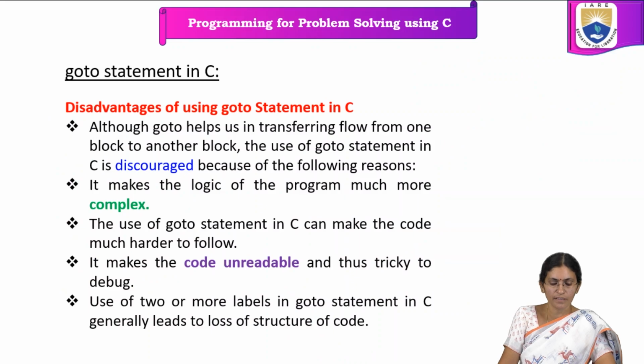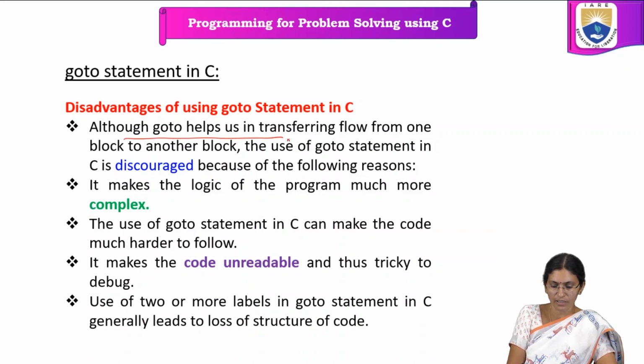Now there are certain disadvantages of using the goto statement in C. Generally, in order to skip certain iterations, we use the continue statement, and in order to terminate the loop, we use the break statement. So the goto statement must be avoided. Why? Because it makes the logic more complicated. The control is transferred anywhere in the program.